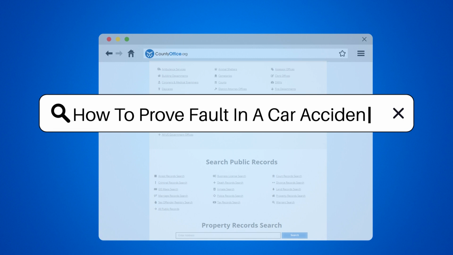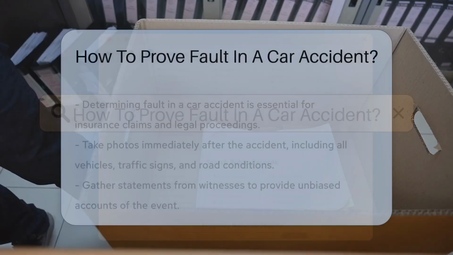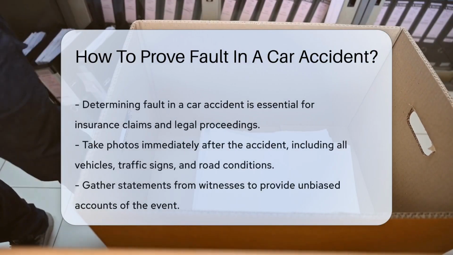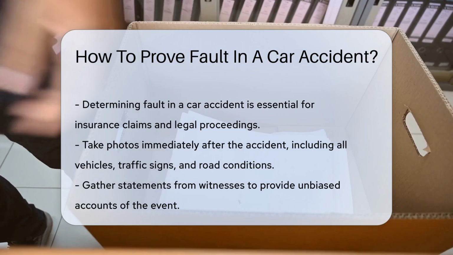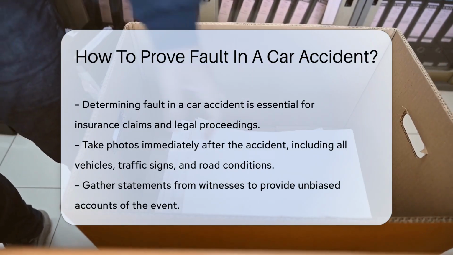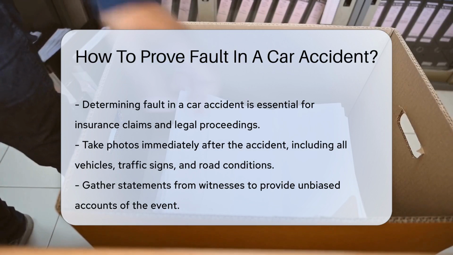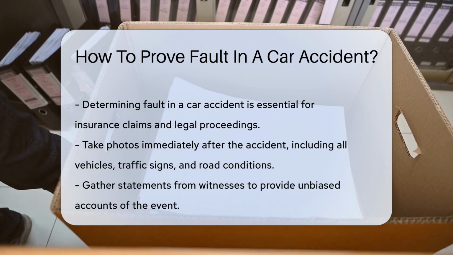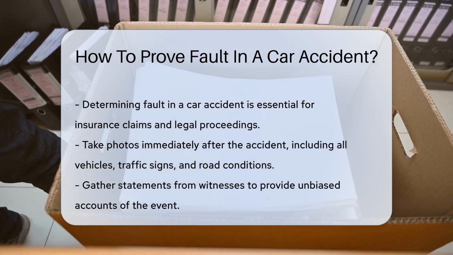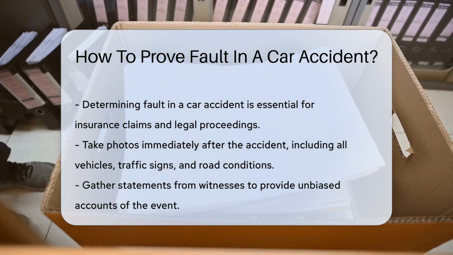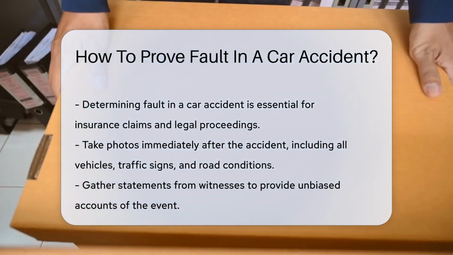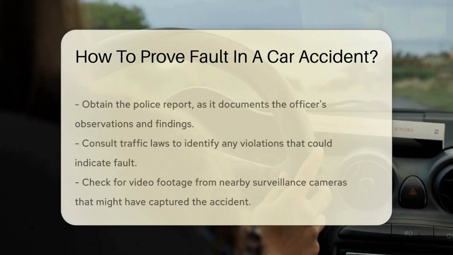How to prove fault in a car accident. Determining fault in a car accident is crucial for insurance claims and legal matters. It involves a process of evidence collection and analysis. Here's how it unfolds. Firstly, take photos at the scene. Capture all vehicles involved, traffic signs, and road conditions. These visual aids can be pivotal in proving fault.